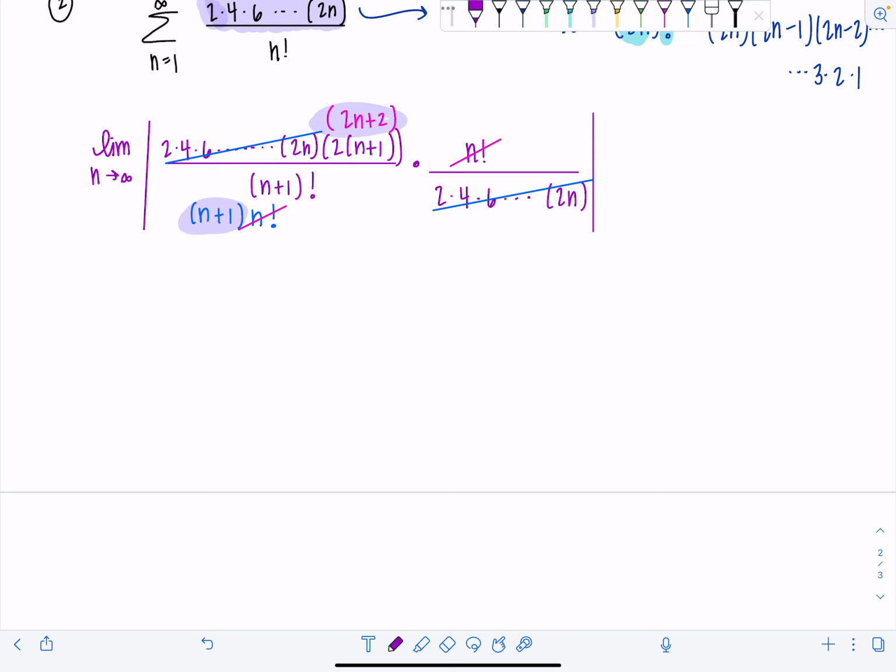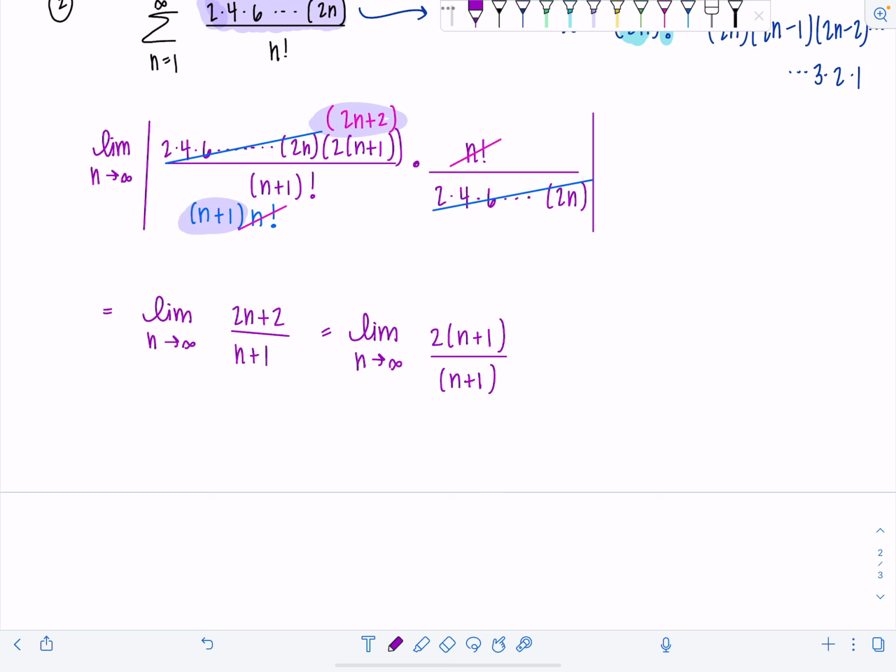Okay, so now let's see, we've got the limit as n goes to infinity. I have 2n plus 2 over n plus 1. And I notice I can factor out a 2 from the numerator. So limit n goes to infinity, 2 times n plus 1 over n plus 1. Ooh, the n plus 1s cancel. And then I'm left with 2.